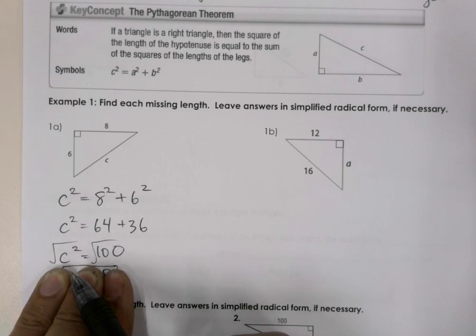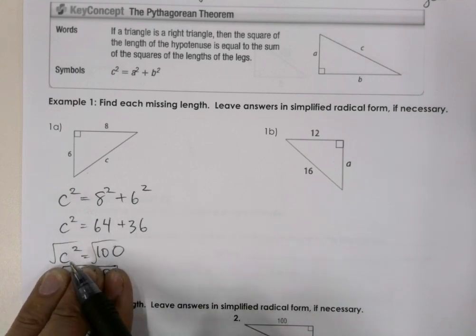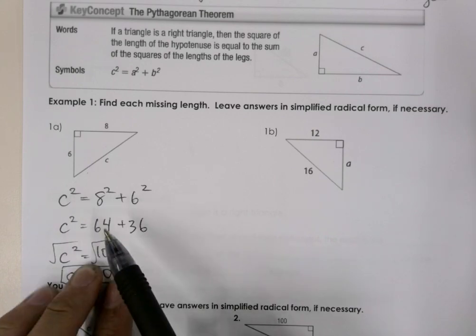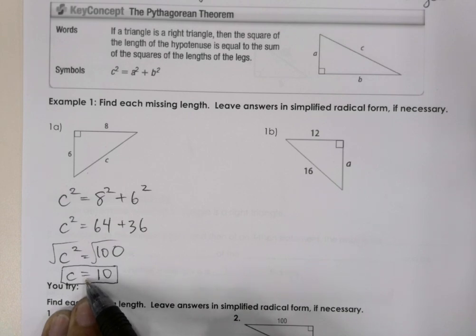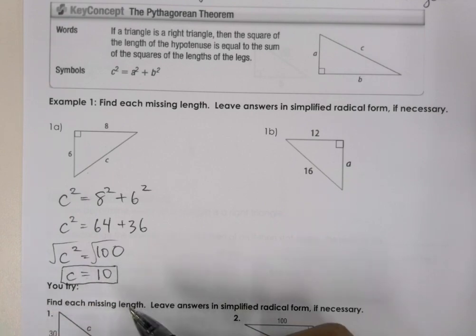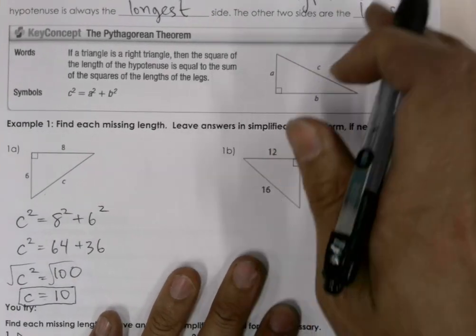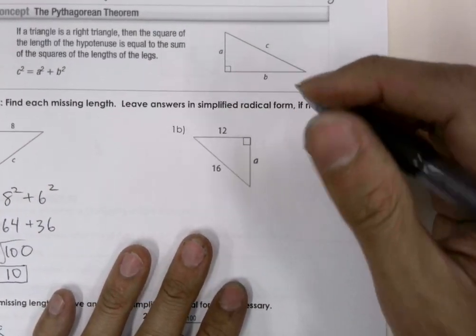Now, to solve for c, we need to take the square root of both sides of the equal sign. Since we have two c's as factors under the square root, one of them can come out. We get c is equal to, and 100 is a perfect square, right? So 10 times 10, so the 10 can come out, and we get c is equal to 10. All right. So now we're looking over here, and let's go ahead and solve this second problem.